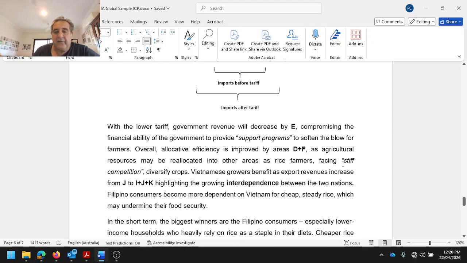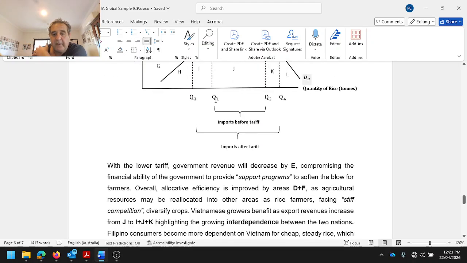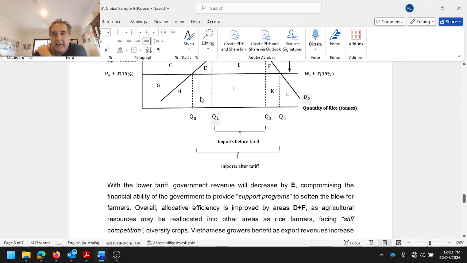Okay, and also he adds more evidence from the article. So the little quote there, stiff competition. It's saying that allows resources to be reallocated into other areas apart from rice farming, which may be used more efficiently and to diversify crops. Then he talks about the benefits to the Vietnamese growers. So the foreign growers will benefit as export revenues increase from area J to IJK.